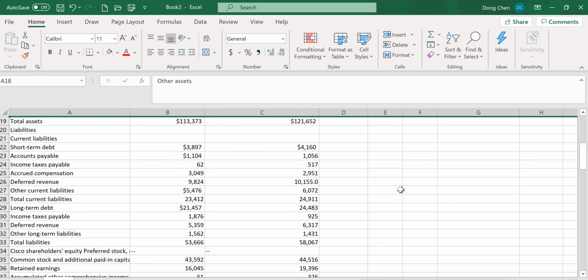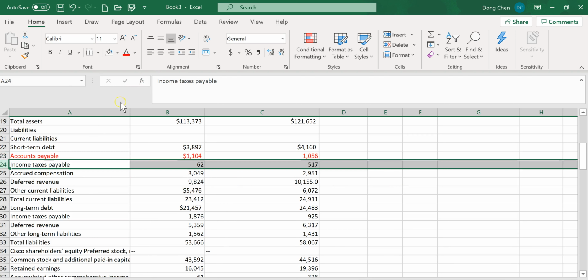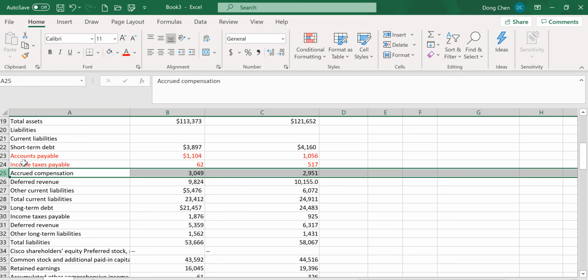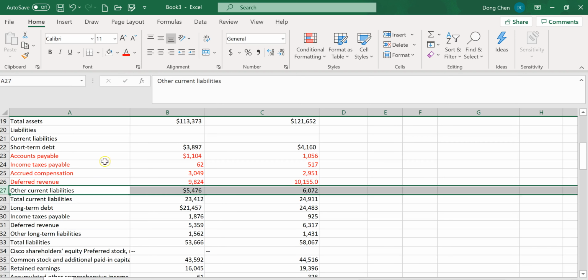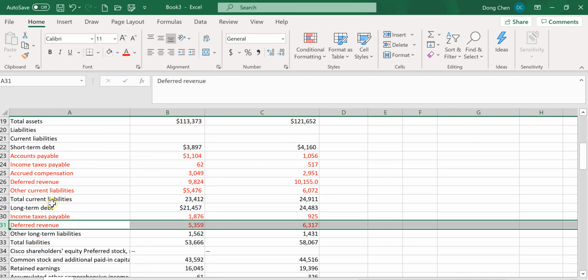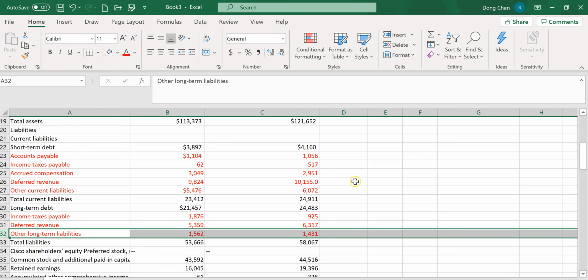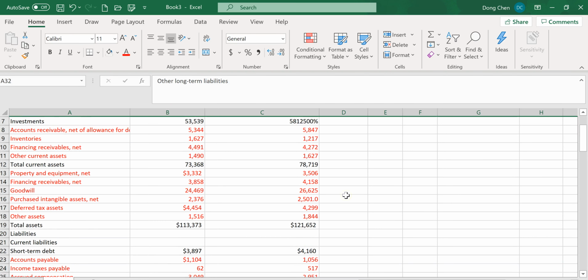For the liability side, we start from accounts payable, and income taxes payable, and accrued compensation, and deferred revenue, and other current liabilities. And then long-term debt is not, it's financing related. Income taxes payable, and deferred revenue. So this is long-term and this is short-term, and other long-term liabilities. So we have finished marking the operation-related assets and liabilities.